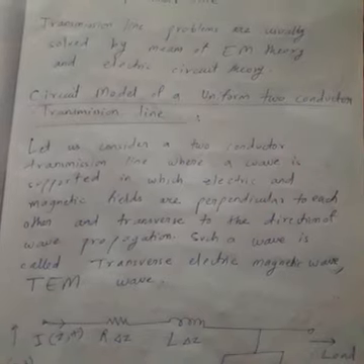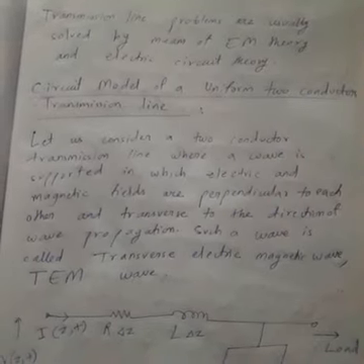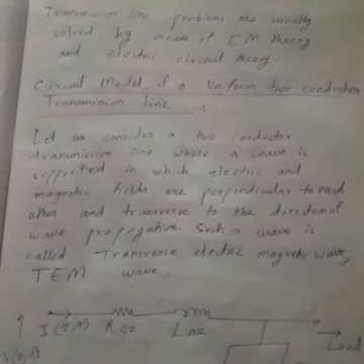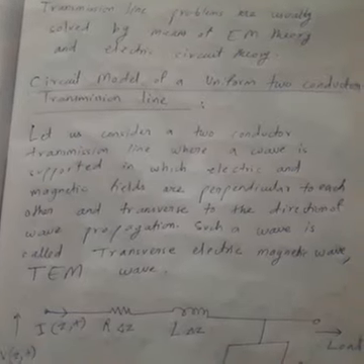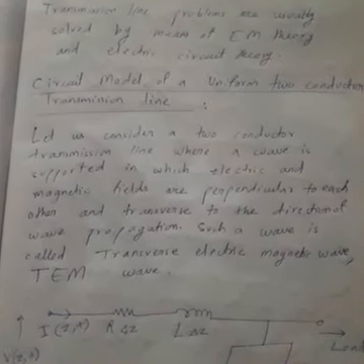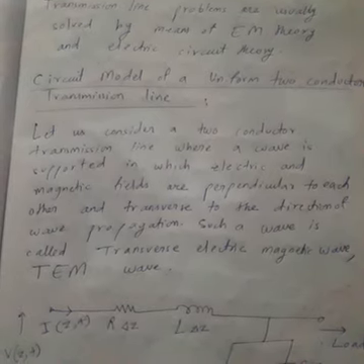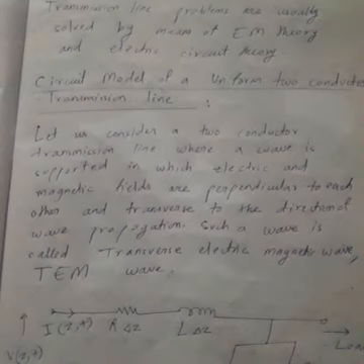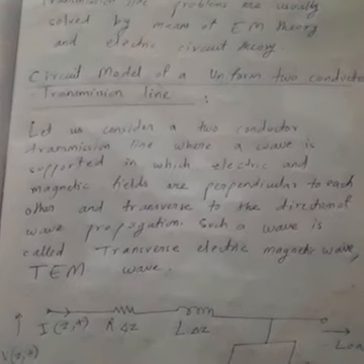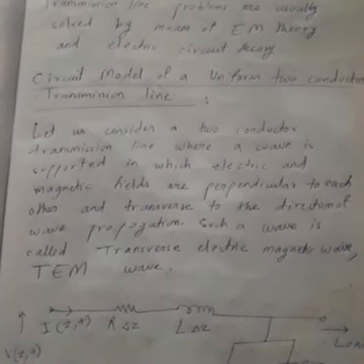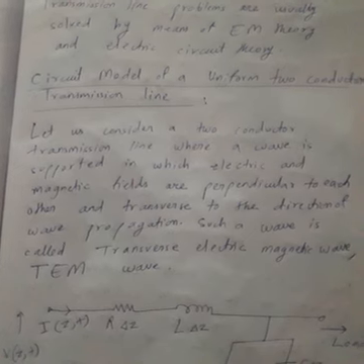So such a wave is called a transverse electric magnetic wave, denoted as TEM. Okay, clear? So what we are considering? We are considering a two conductor transmission line. We are considering a TEM wave, that is a wave in which electric and magnetic fields are there, but the direction is transverse to that of the propagation.